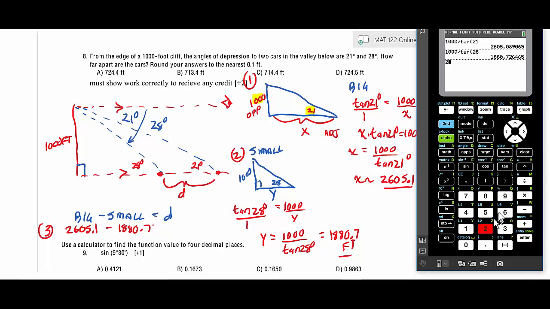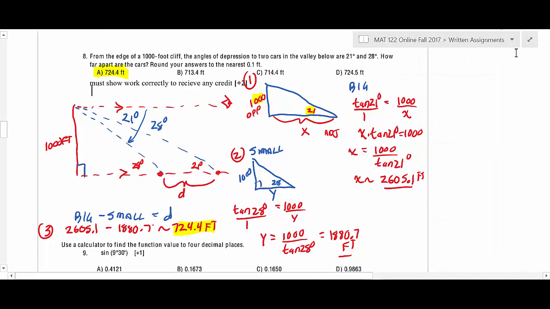So I'm going to go 2,605.1 feet minus 1,880.7 feet, and that's going to be about 724.4 feet. Look at that. Okay, so there's your final answer right there. Perfect. Okay, these are fun problems.